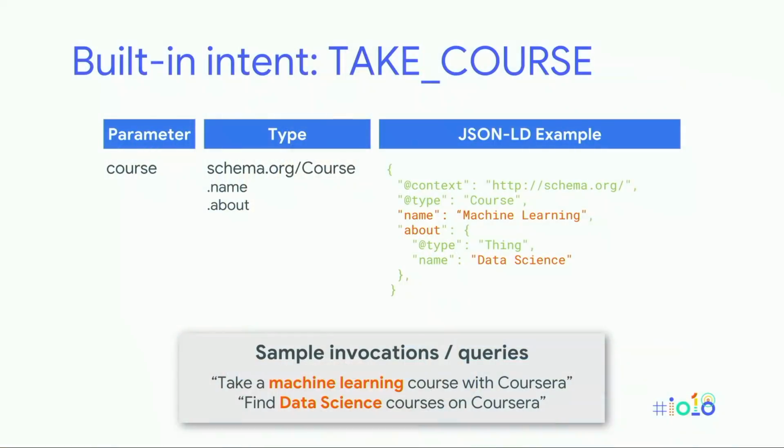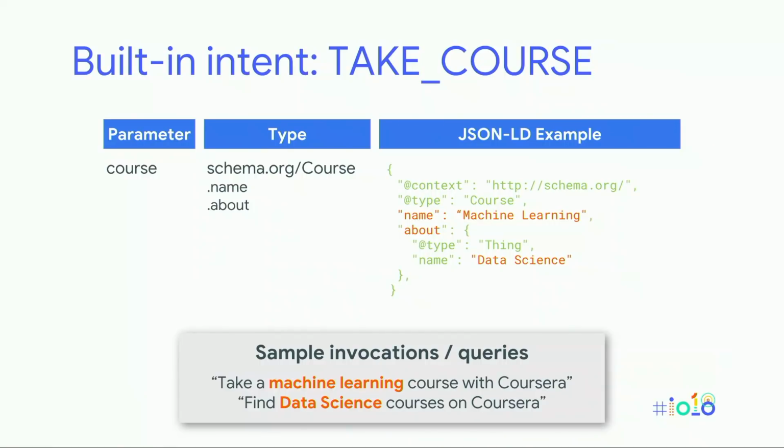So for the built-in intent, we created one, and it's called Take Course. And it takes a single parameter of the type course. This is the parameter that, if you were to register for this particular intent, you would need to handle from the user's query. For example, the user might say, take a machine learning course with Coursera. And the assistant will know that machine learning is of type course.name. Or if they ask, find data science courses on Coursera, the assistant will match the data science parameter to the correct type of course.name.about, because that's what the course is about.